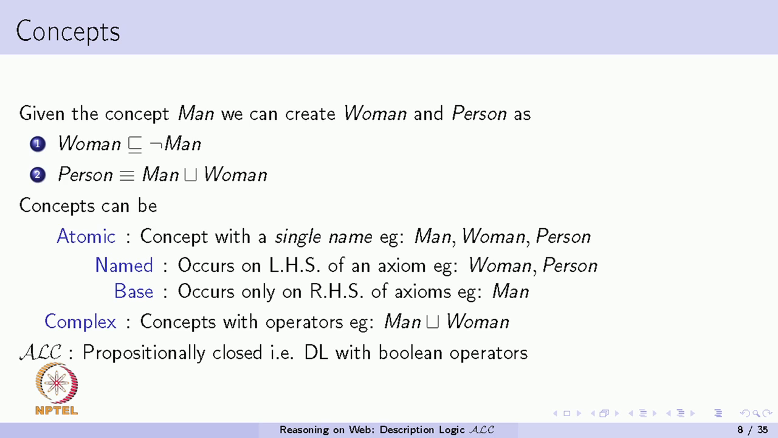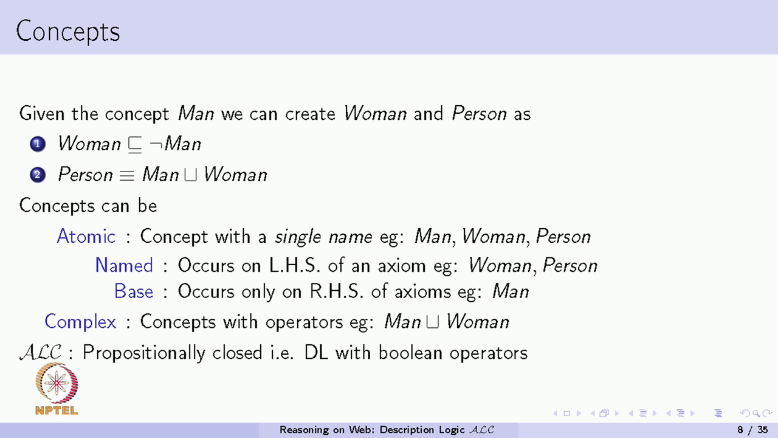Now, we can create new concepts from old concepts like in any description language. In fact, that is the essence of a description language. So, you can define the concept of woman, for example, as somebody who is not a man. Maybe you might want to say somebody who is not a man and who is a human being or something like that, but anyway you can define a person as being either a man or a woman.